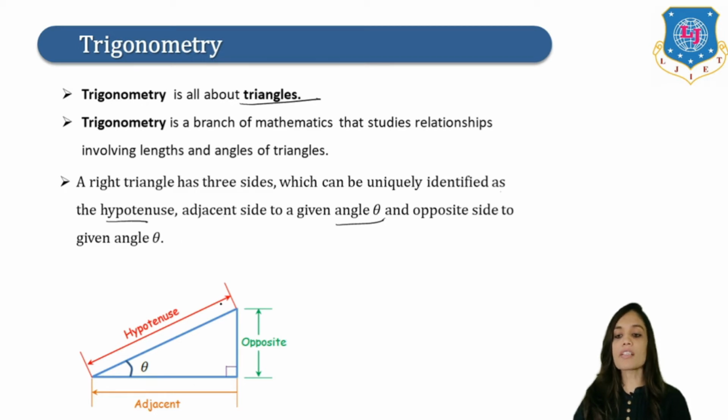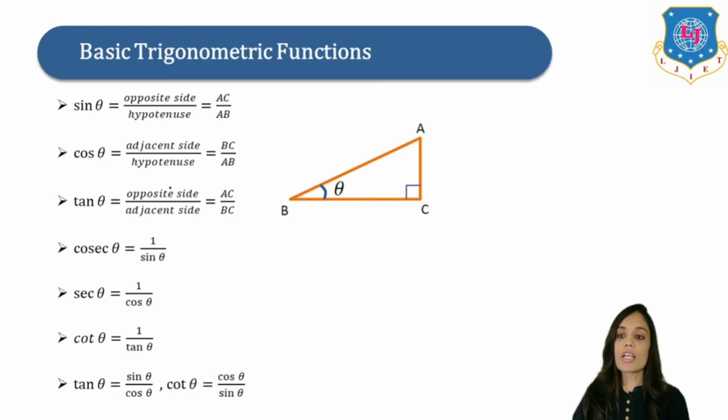For example, let us take this triangle, which has a right angle, right? And here there is theta. So we can name this side as our opposite side. Now this side is known as the adjacent side to the given angle theta, and this side is known as what? Hypotenuse. So there are a total of three sides in a right angle triangle. They are named as opposite side, adjacent side, and hypotenuse. Fine. So now let us study some basic trigonometric functions.